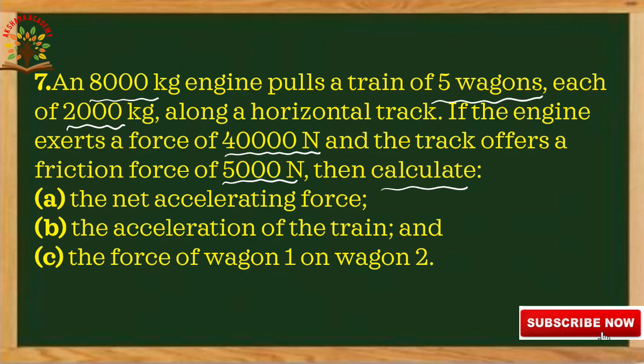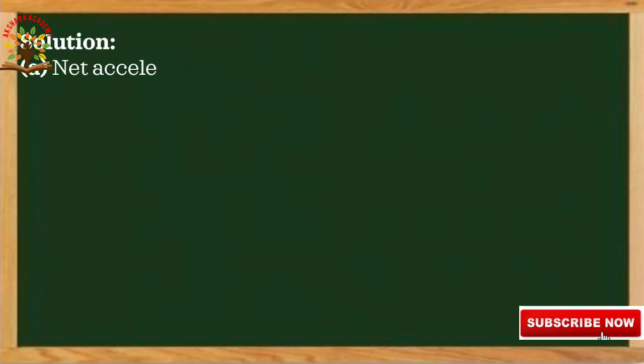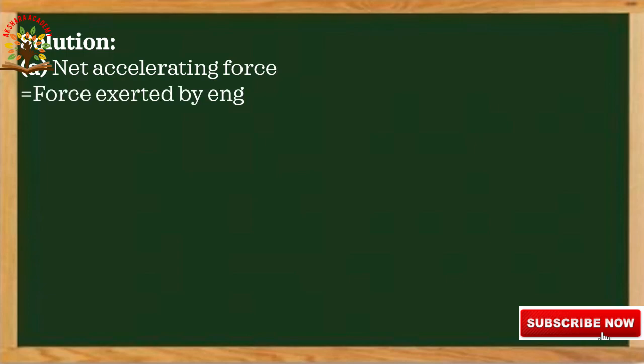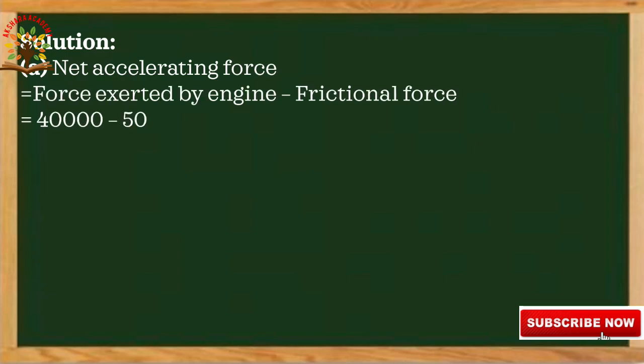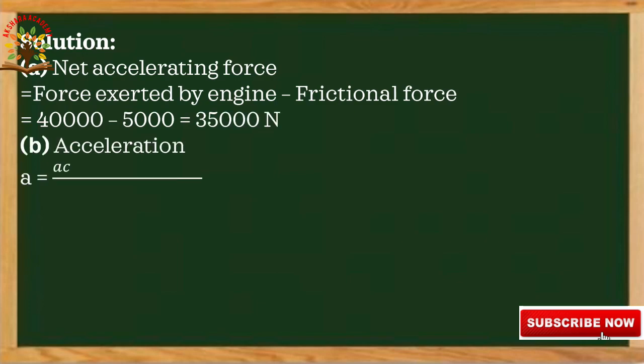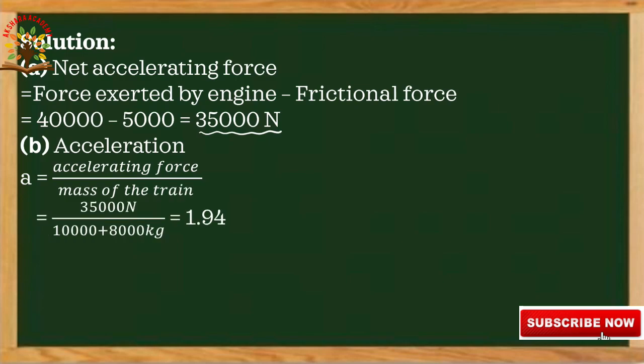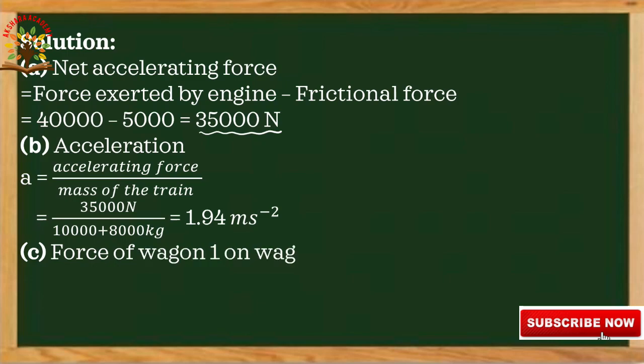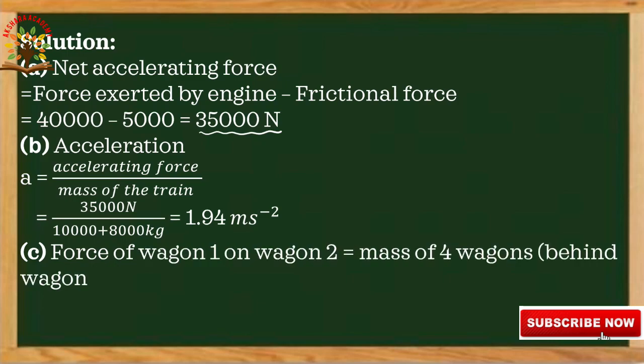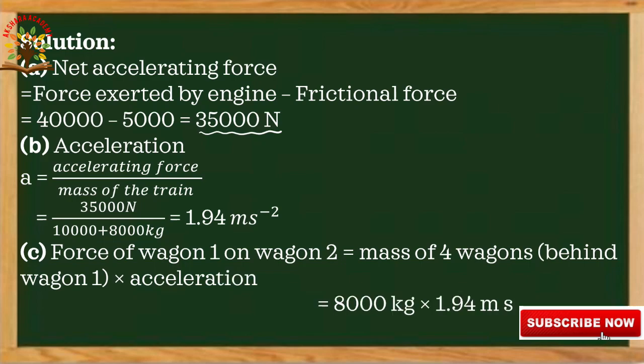Come to the first one. Net accelerating force is equal to force exerted by engine minus frictional force. That is 40,000 minus 5,000. We are getting 35,000. So next, finding the acceleration. a is equal to accelerating force by mass of the train. So 35,000 we are getting here, and mass you should calculate: 10,000 plus 8,000, we are getting 18,000. So 35,000 by 18,000, we are getting 1.95 meter per second square. This is the value of acceleration.